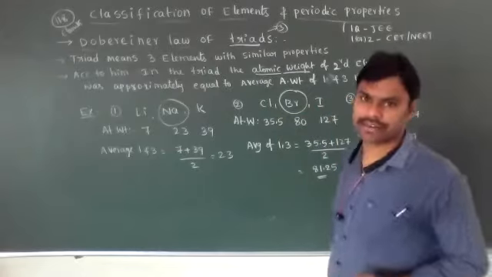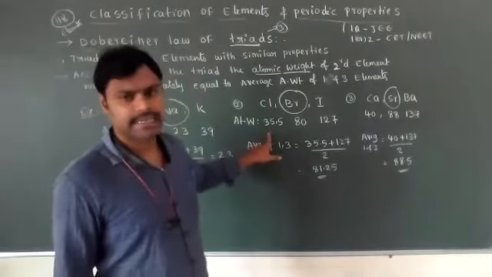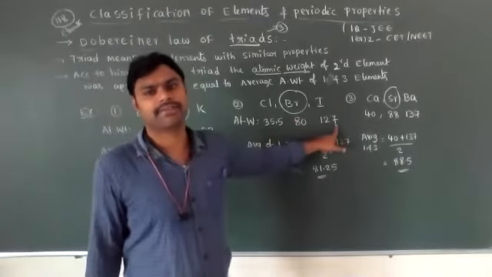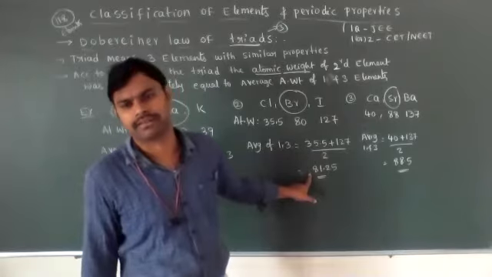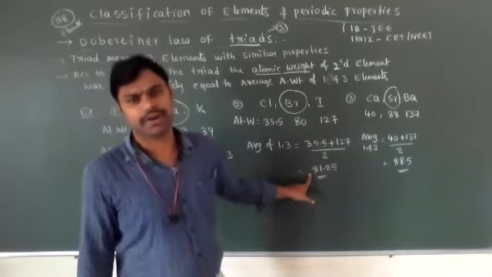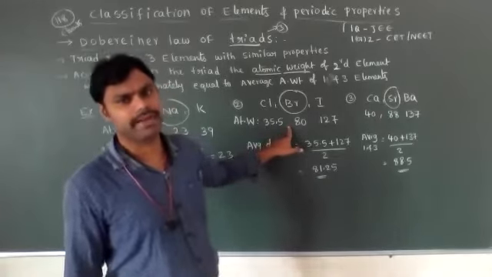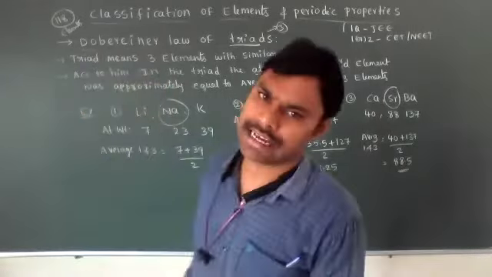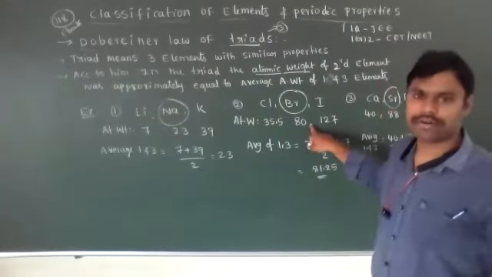Chlorine, bromine and iodine. The chlorine atomic weight is 35.5 and the iodine atomic weight is 127. Its average is equal to 81.25, which is approximately equal to the bromine atomic weight. Bromine atomic weight, how much exactly? Experimentally it is 80, so it is near to the bromine atomic weight.